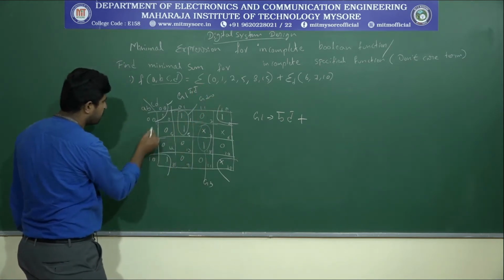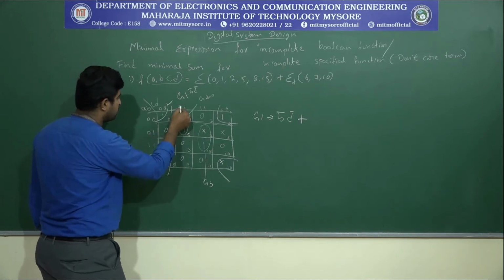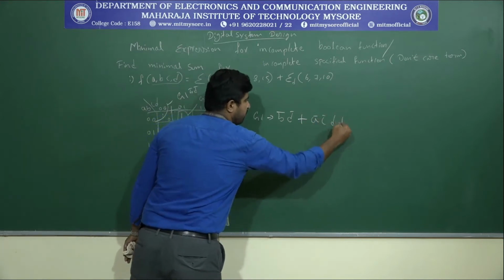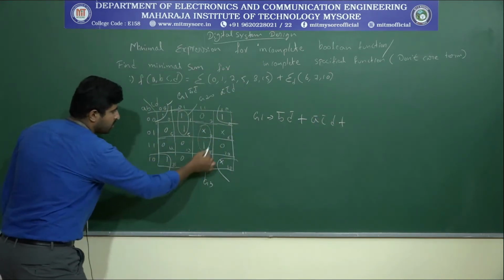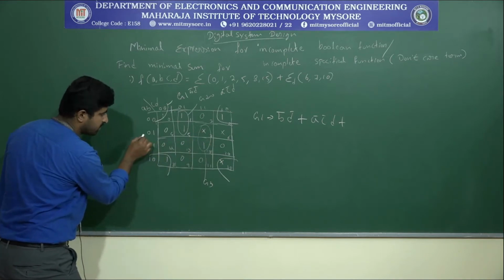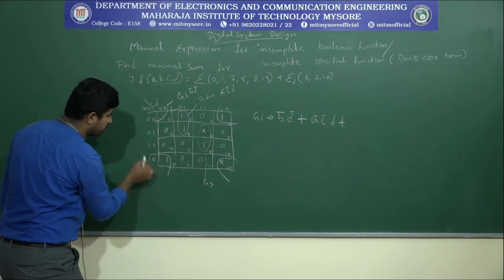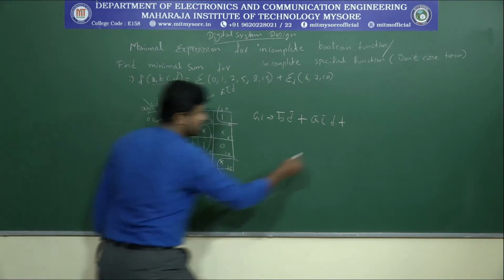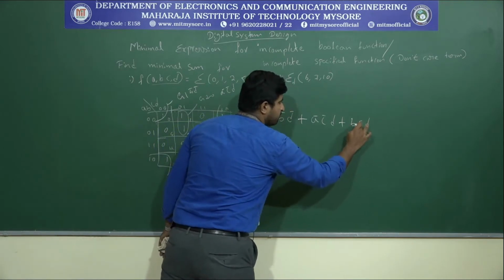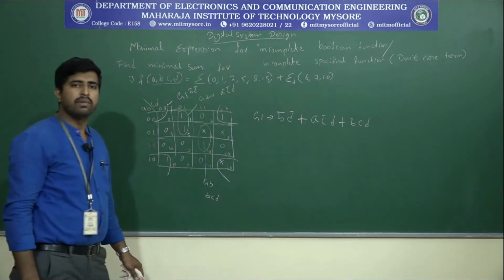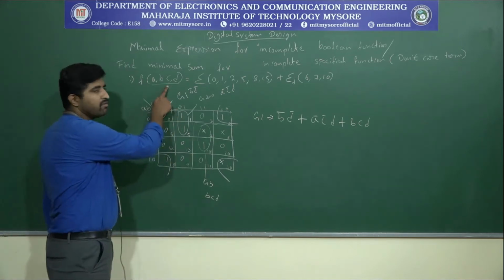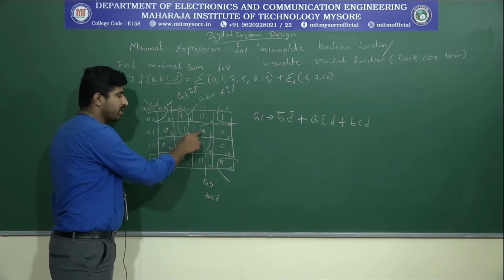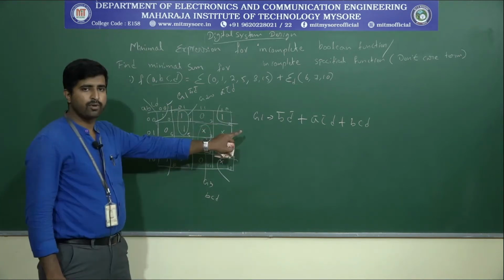So this is equal to A bar C bar D, plus next, if you make a group like this one here for the 11, 7 and 15, group 3, so B C D, so plus B C D. So this is the minimal expression for the given problem, for the incomplete Boolean function. So this is the incomplete Boolean function where we included the don't care and we have simplified. So I hope you understood this one.